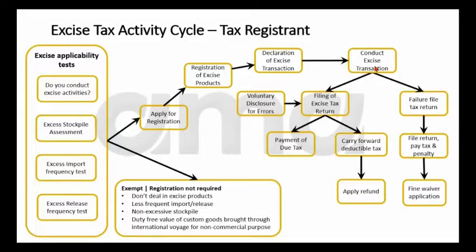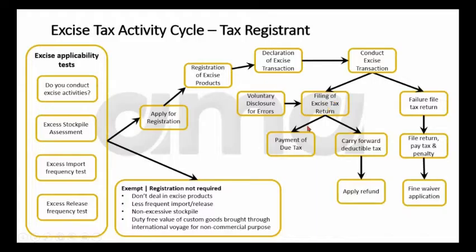Once the approval is done, you will conduct the excise transaction, and once the excise transaction is done, in the subsequent month you will have to file the excise return. So the sequence is that first you file the declaration on the same date or before the date when the transaction is to take place, and after that you transact, and then you report that transaction in the excise return.